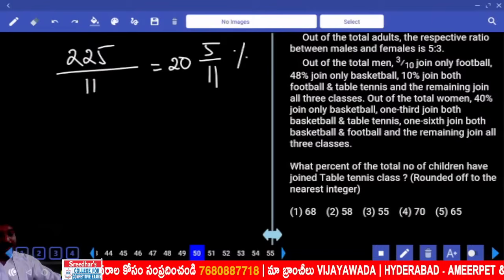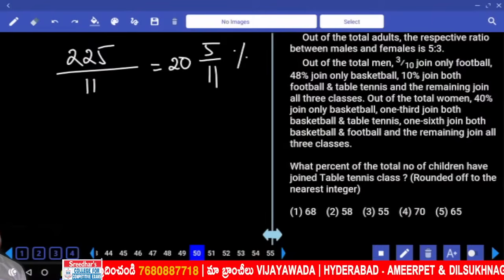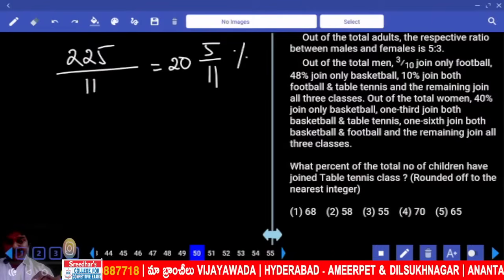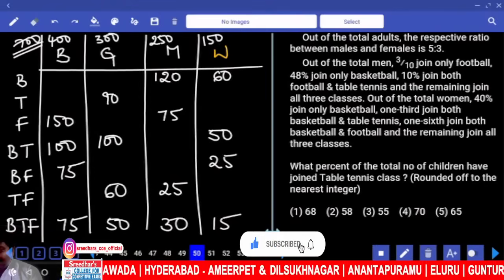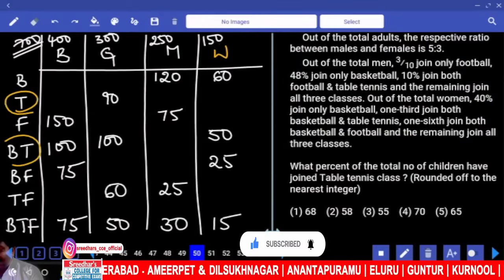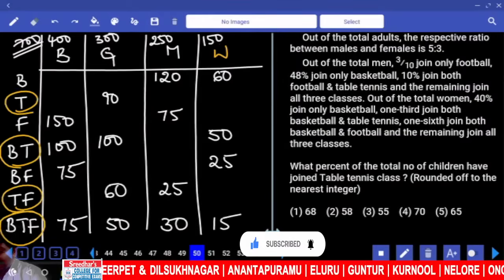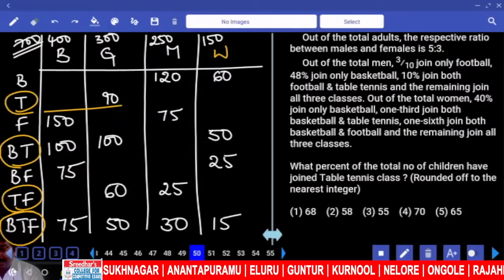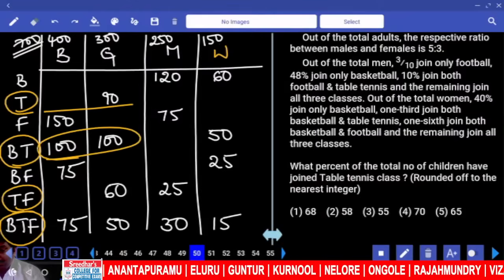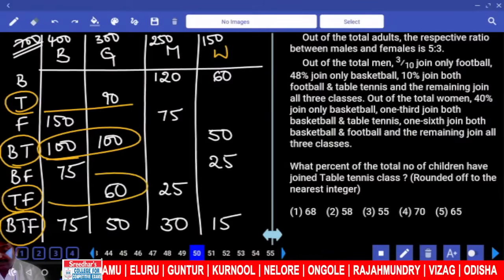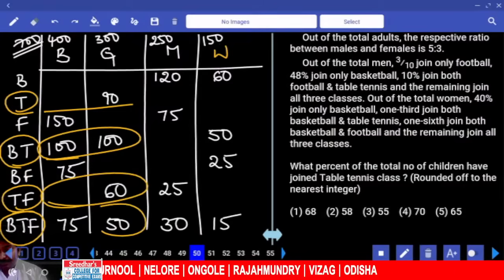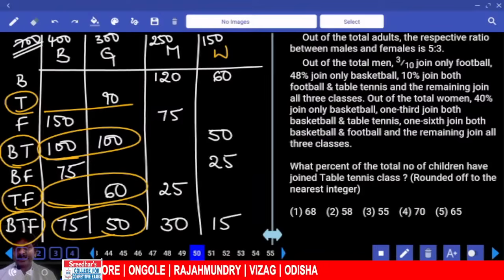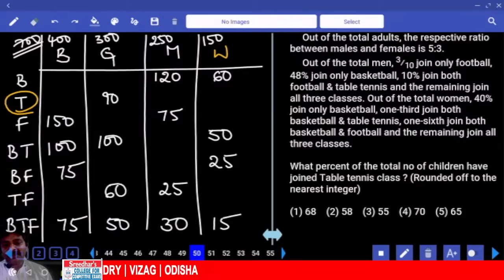What percent of total number of children have joined table tennis class? Children, table tennis. Table tennis in the sense, wherever TT is there, you should consider it. Are you okay? 90, 200, 290, 60, 350, plus 50, 400, plus 75, 475. You need to convert into percentage.